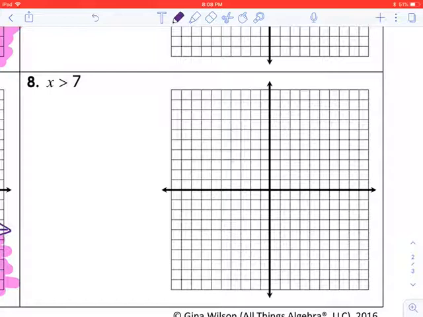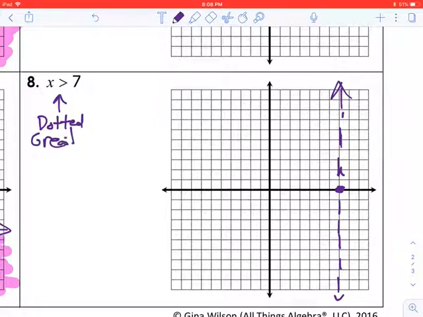So that's a dotted line. But since it's vertical, we can't really go up or down. So let's go to 7 real quick. That's a dotted line, vertical line, going through 7. Dotted line, okay? And then it says greater than. So you've got to think about what's greater than 7. Well, if it's x values, it's 8, 9, 10.